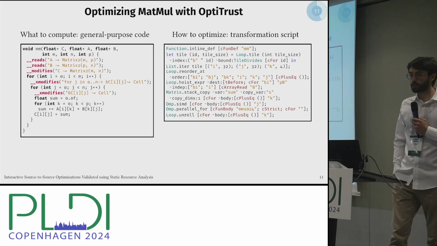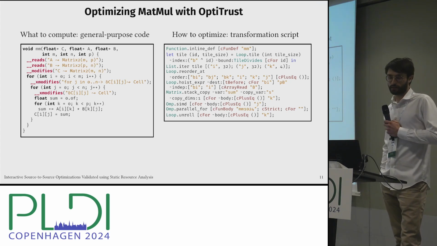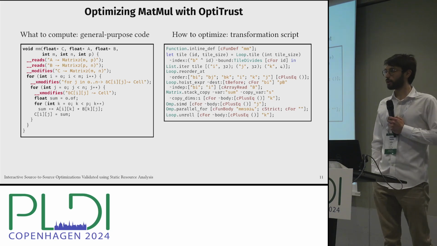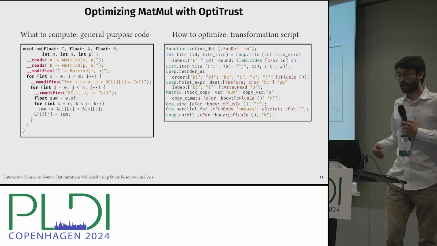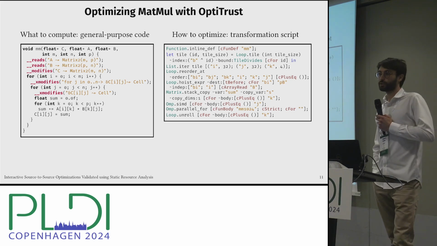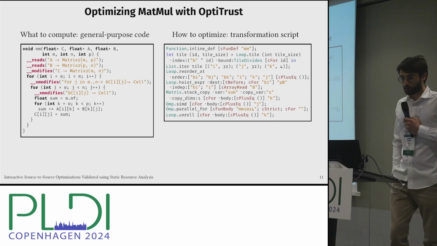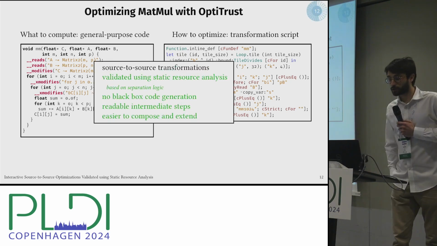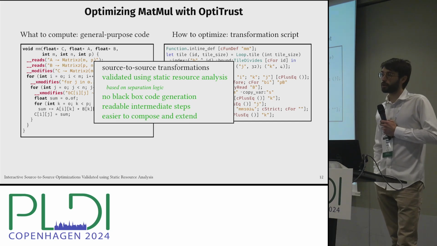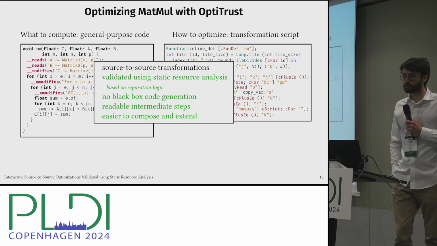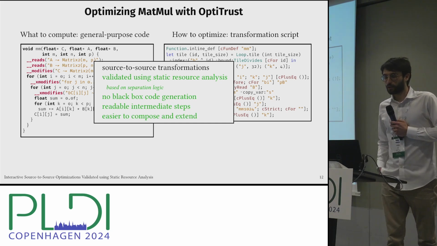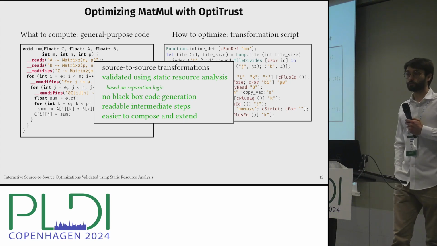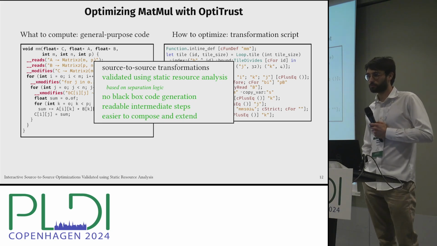So when I say that we start from general purpose code, we do have to annotate this code because C code is very hard to reason about in general. So we ask the users to also add some resource annotations, and I will talk a little bit more about them in the following slides. But overall, with OptiTrust, we apply source-to-source transformations. So that means for every intermediate optimization step or transformation step, we actually have C code, and our output is C code.